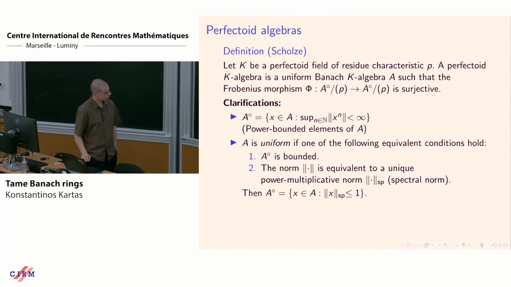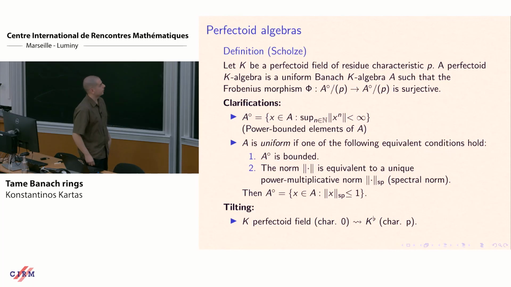And I should say also that we're not assuming that the value group of K is equal to the value group of A or anything like that. It's just that the norm extends the norm on K. Okay?